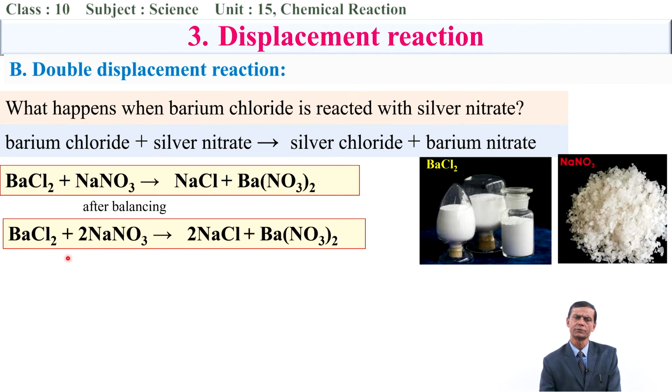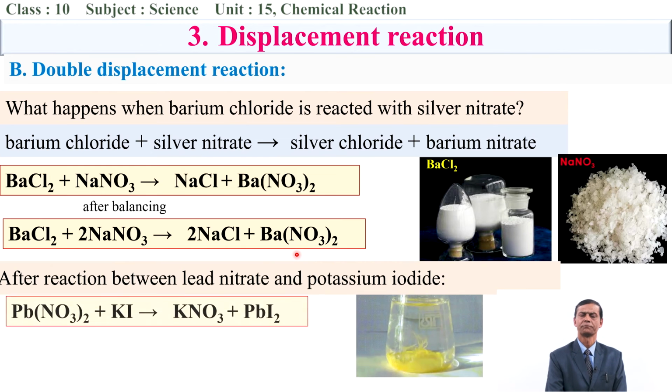In this reaction also, barium is positive, chlorine is negative. Silver is positive and nitrate is a negative ion. So a positive ion replaces a positive ion. Barium displaces silver and chlorine displaces the nitrate ion. So the product will be like this, which is formed by the ion exchange process.